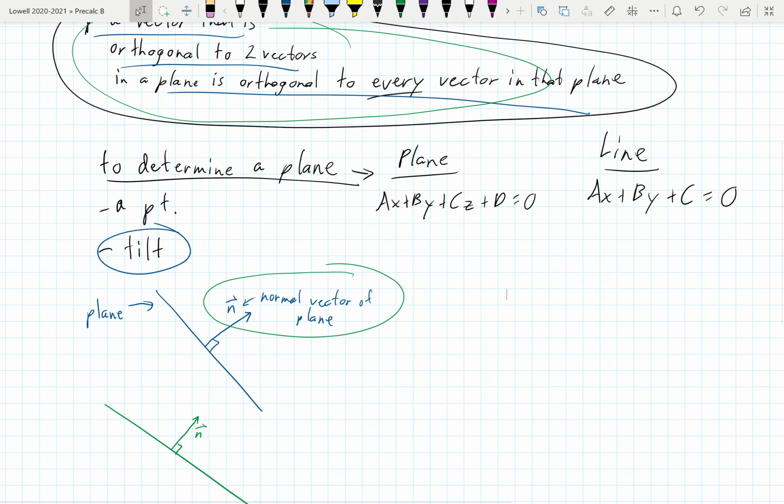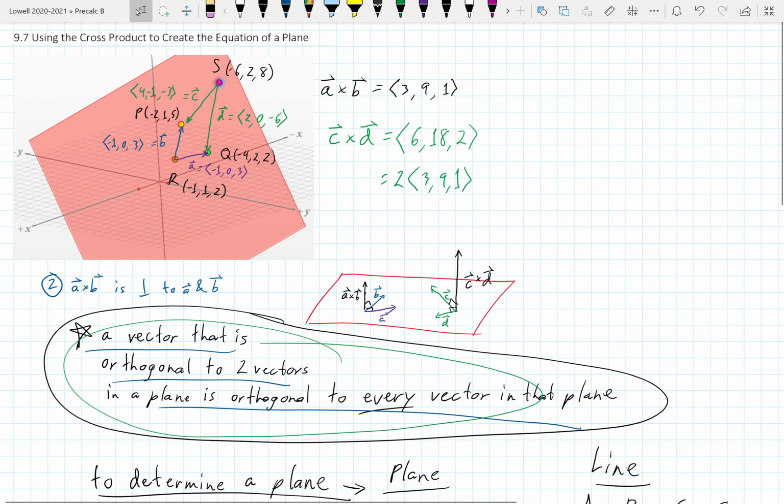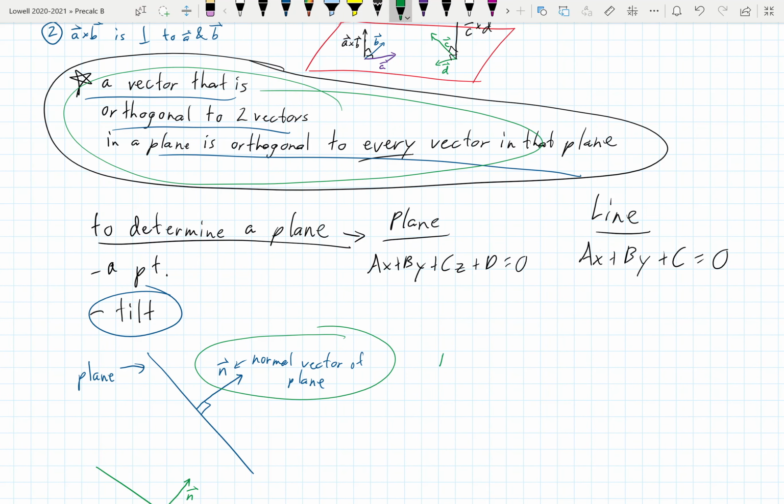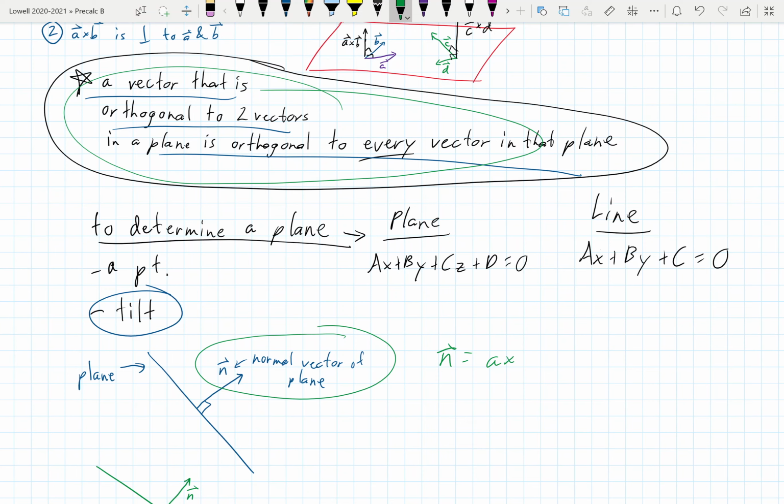Okay, here's the thing. How am I going to get a normal vector of the plane in the first place? We're going to use the cross product, because the cross product is perpendicular to the plane that the vectors came out of. So we're going to use this specific example here. Our normal vector is going to be A cross B. Now, there's no reason we couldn't use B cross A, by the way. It actually doesn't matter. But we're going to use A cross B. So again, this normal vector is 3, 9, 1.